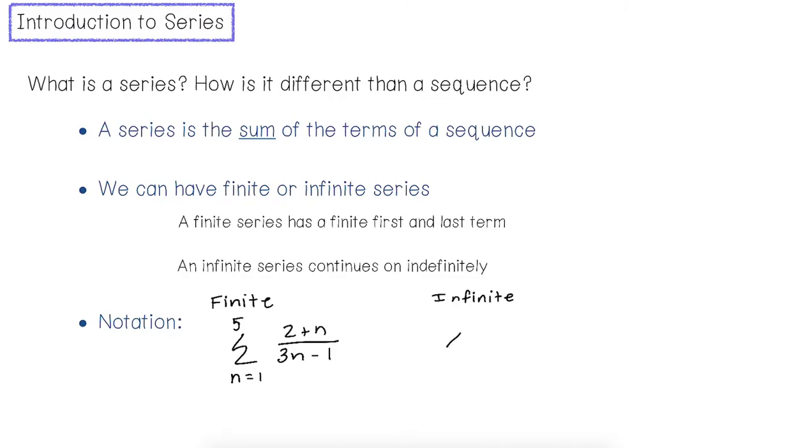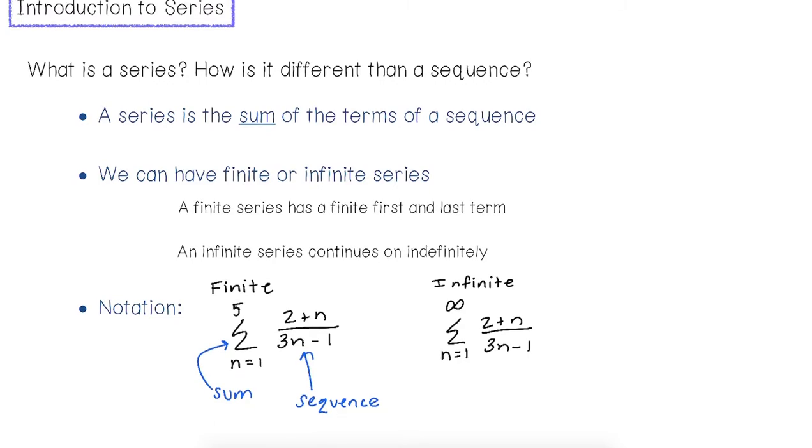I can take the same sigma notation, the same sequence, but now it goes to infinity instead of 5. This is our sum, which tells us that it's a series, and this is the sequence that we're taking the sum of. That's really the only difference between a series and a sequence. A series is just the sum of a sequence, so you're still building off of all of your sequence knowledge.